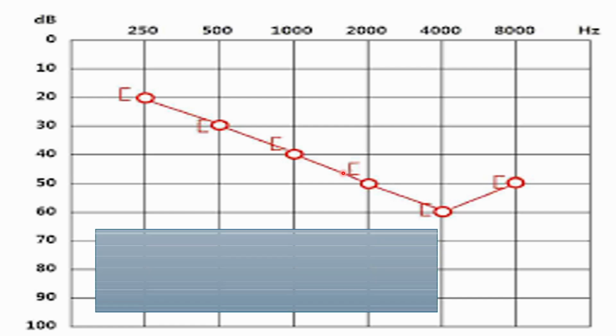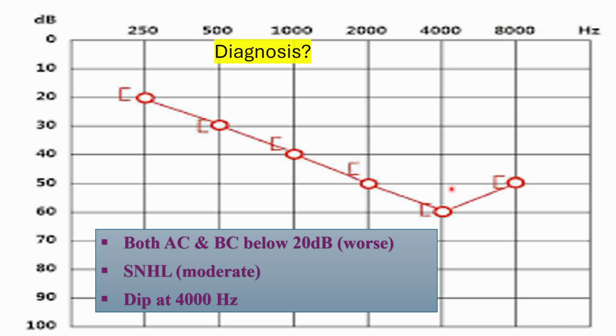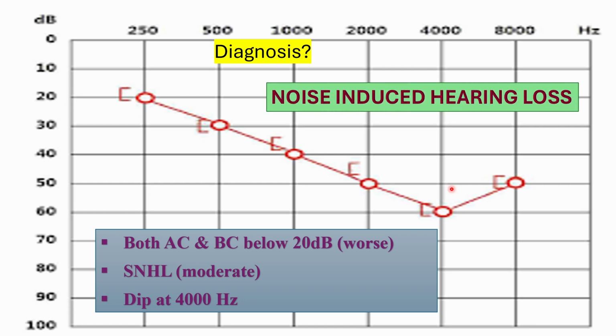But if you look closely, both AC and BC are below 20 and worse. So it is moderate. If you take the mean of these three, it will lie around 40, 40 to above 40, 41, 42. So it's a moderate degree. But there is another finding in this graph. There is a dip at 4000 hertz. This dip is specific for one disease. Okay, so what will be the diagnosis for this type of graph? It will be noise induced hearing loss. So this dip is present in noise induced hearing loss.